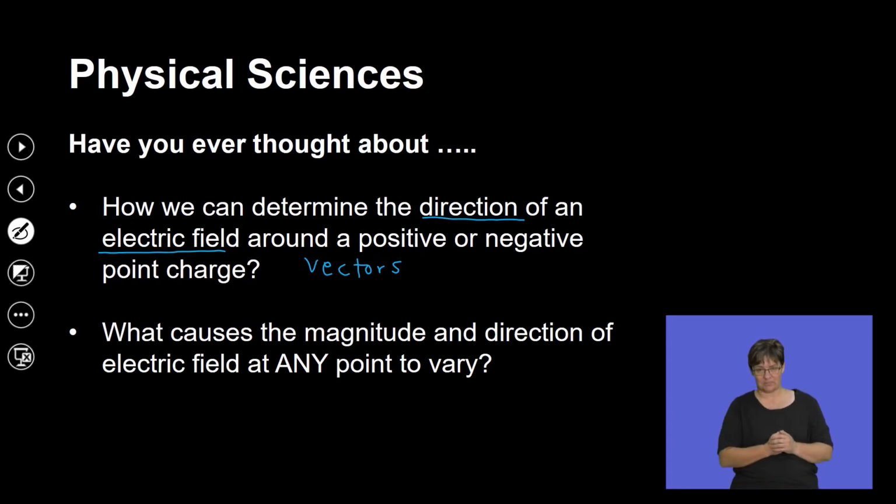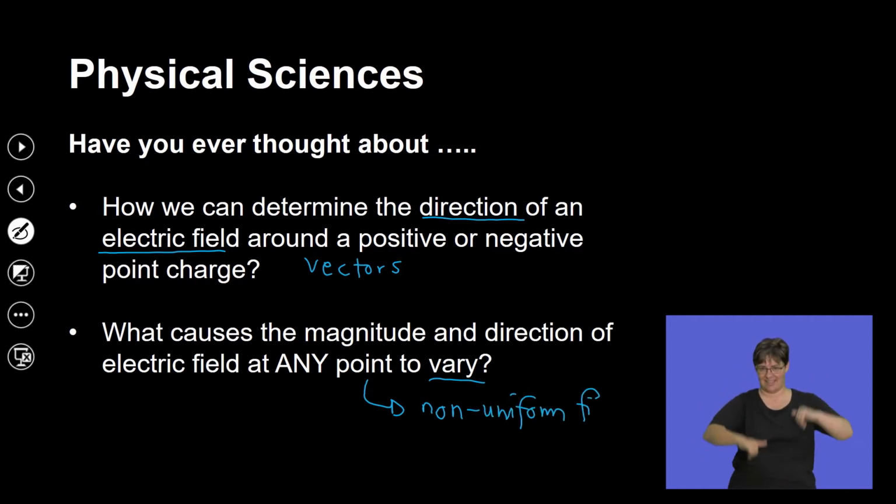That's the main thing that, at the end of this session, we must be able to demonstrate, okay? And then secondly, what causes the magnitude and direction of an electric field at any point to vary? To vary means it keeps changing. Now, this drives us to the point that we shall be talking about what is called a non-uniform field. Remember, an electrostatic force is actually a field force because it's a non-contact force. Now, why does the magnitude of that force change as we vary the points within an electric field due to a point charge? Right. Okay.